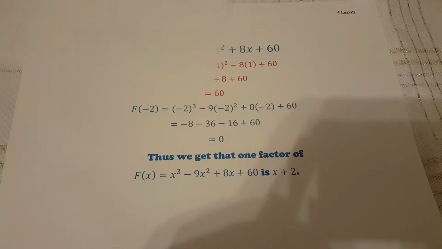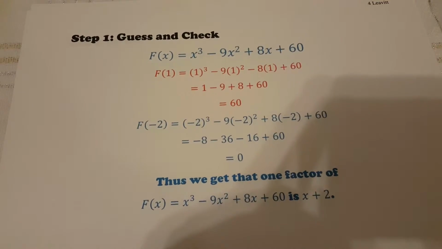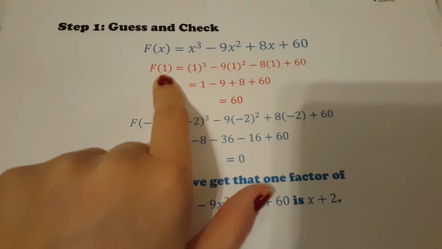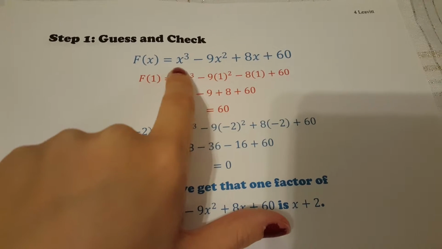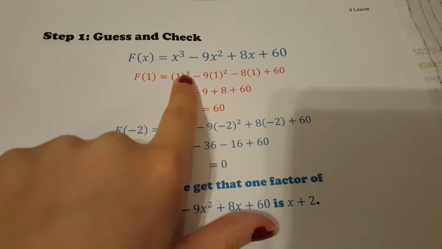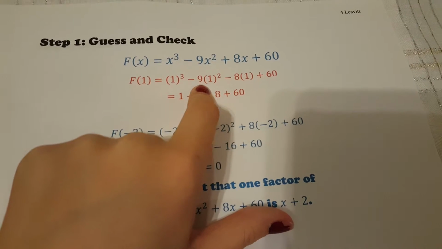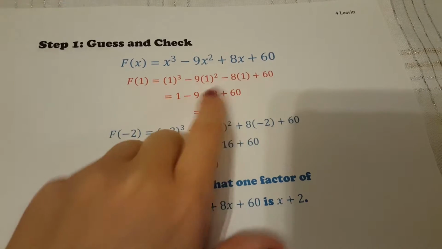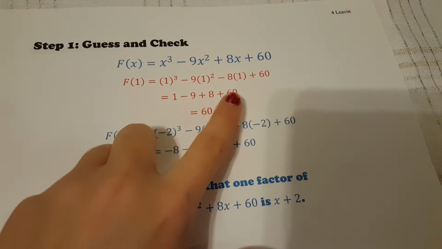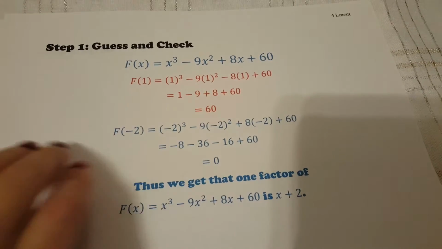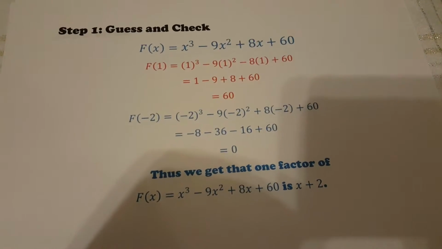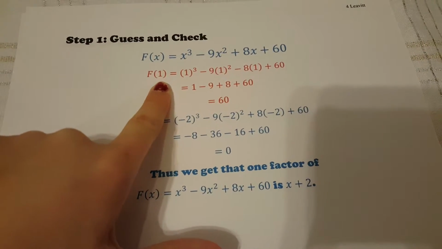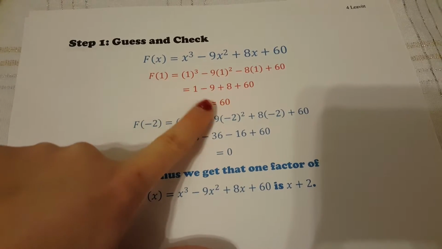So our first step is to guess and check, which is exactly how it sounds. We're going to plug in random numbers like I did for this one right here, and we just plug them into where the x's are. So we have 1 to the third power, subtract 9 times 1 to the second power, subtract 8 times 1 plus 60. So we get 1 subtract 9 plus 8 plus 60, which equals 60. This is not 0. What we're trying to do is find a number that we can plug into this x value, and we'll get a 0 whenever we plug it in.